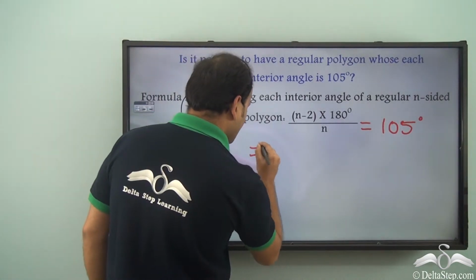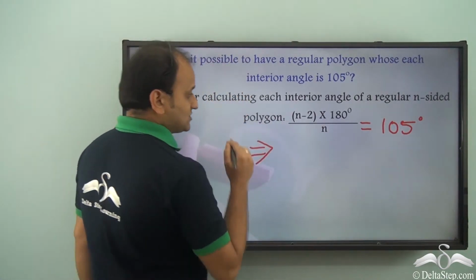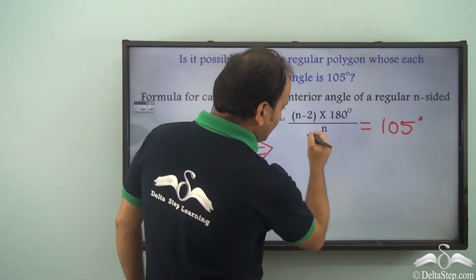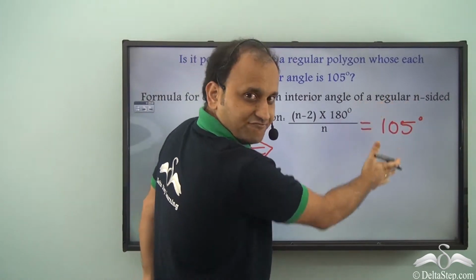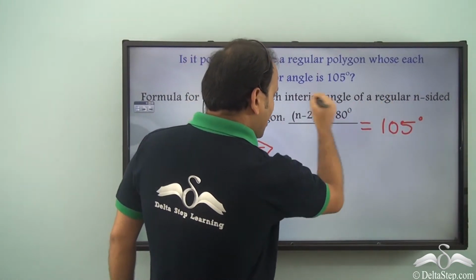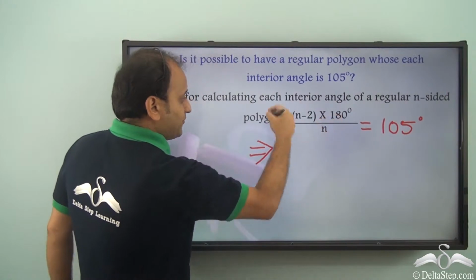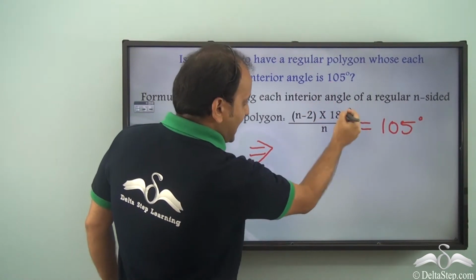Well, first of all, what we'll do is we'll move this n to this side. So, what will this side become? 105n. And what about this side? How can we solve this? Well, if we break the bracket, we can multiply n into 180.